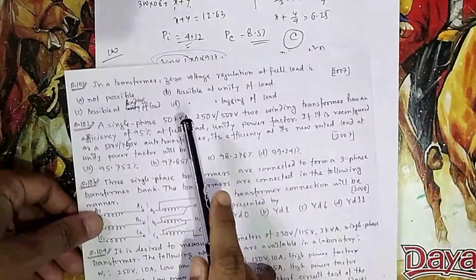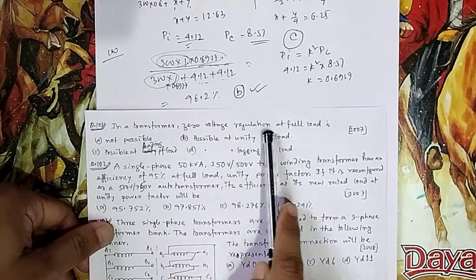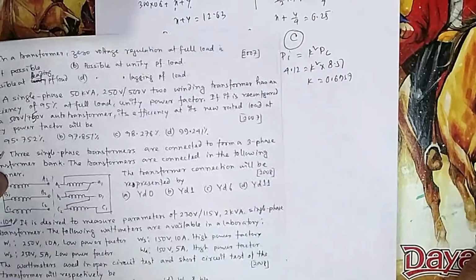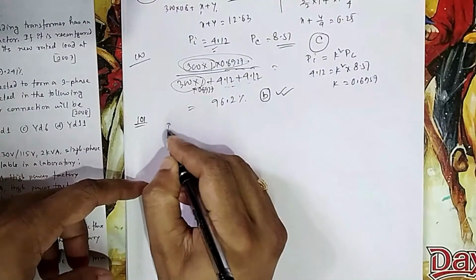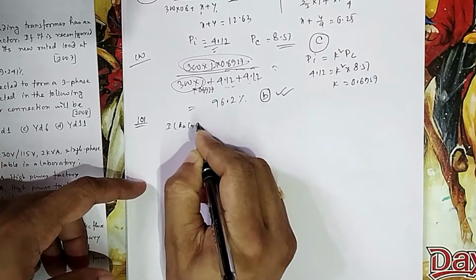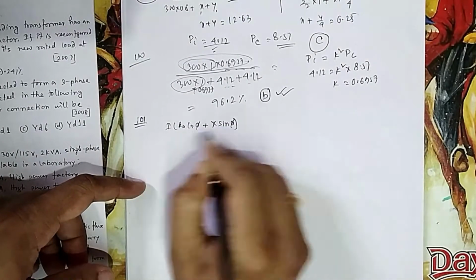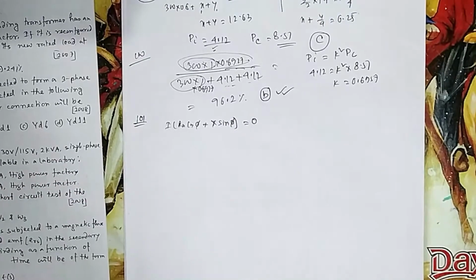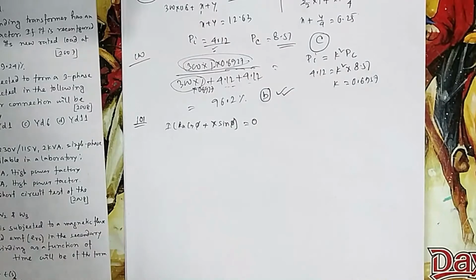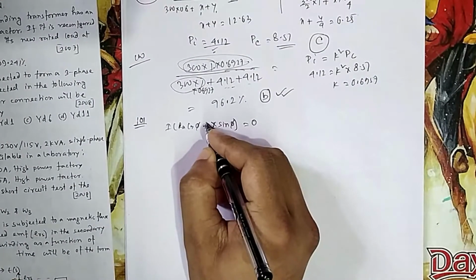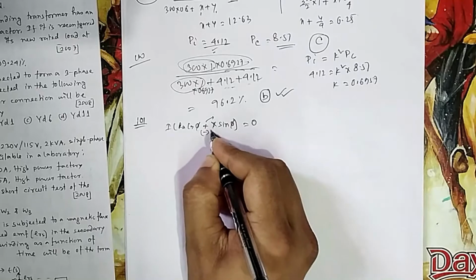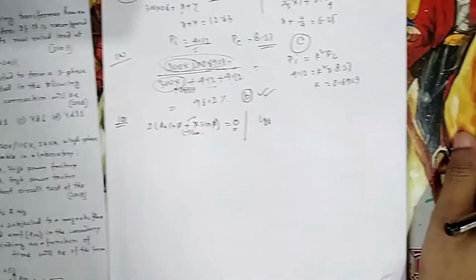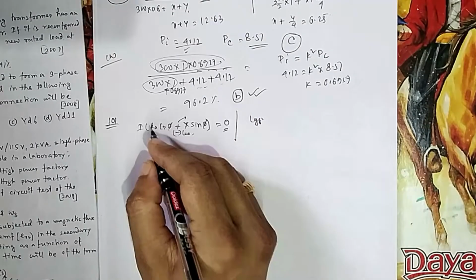In question number 101: in a transformer, is zero voltage regulation at full load possible or not possible? You know the voltage regulation formula: Ia into (Ra cos phi plus X sin phi), divided by this one. So the numerator should be equal to 0 for zero voltage regulation. This is plus for lagging and minus for leading. If I take lagging, because my regulation has to be 0, so for lagging it is plus, so I get cancelled.